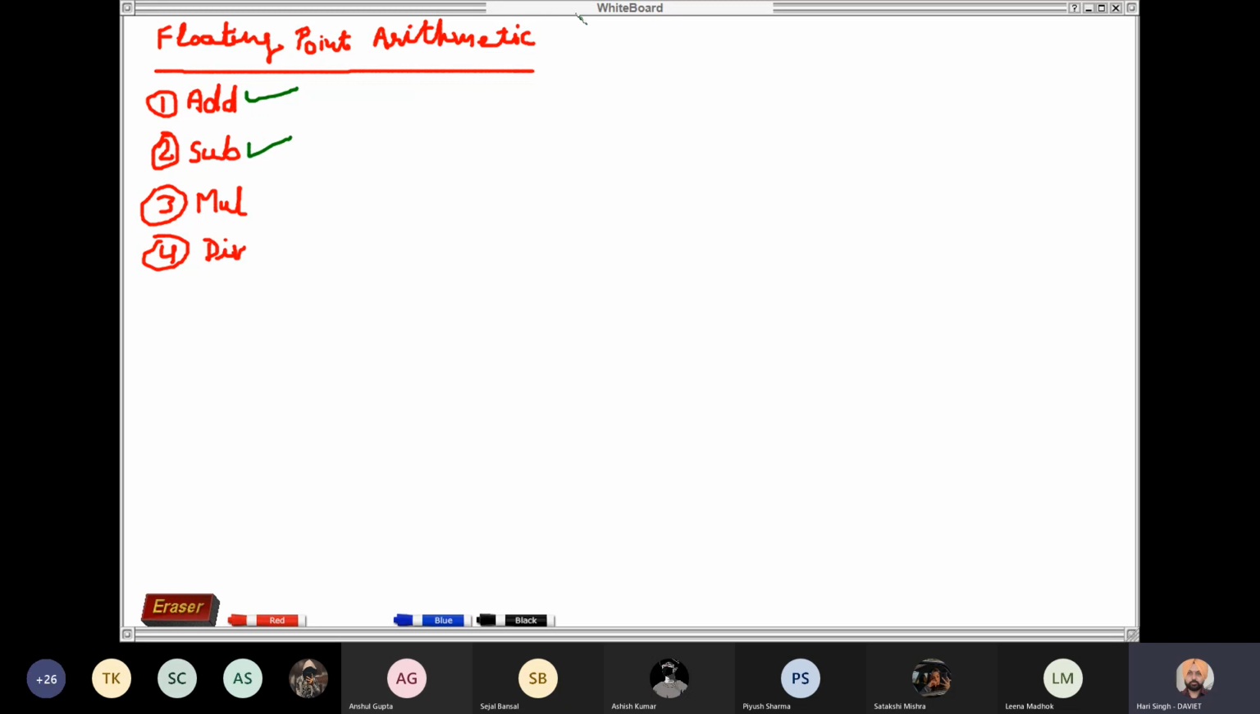Suppose we have two floating point numbers. Number A has mantissa part MA into R power exponent EA, where R is the radix value. It is 10 for decimal numbers and 2 for binary numbers. The second number is B. The mantissa for B is MB, the radix value will be the same, and the exponent is EB.